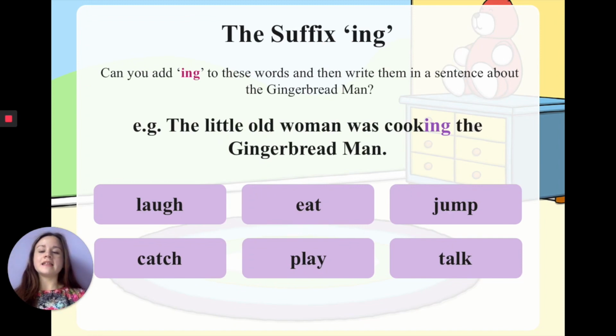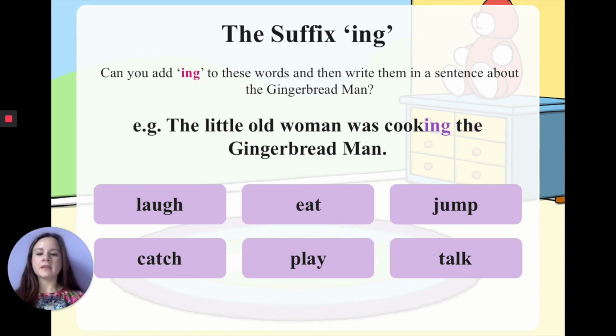Can you add the suffix ing onto these words and then write them in a sentence about the gingerbread man? I've taken the verb cook and added on the suffix ing. The little old woman was cooking the gingerbread man.